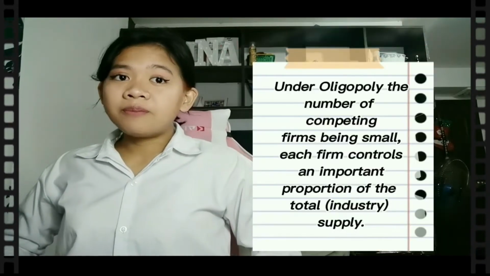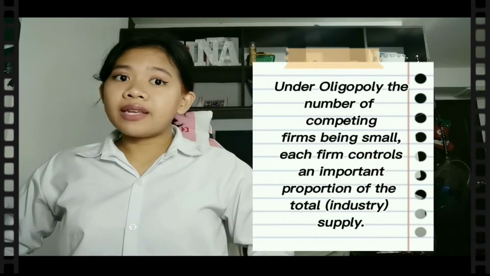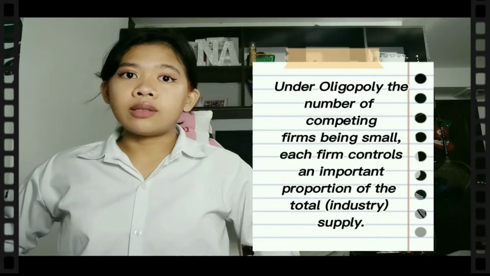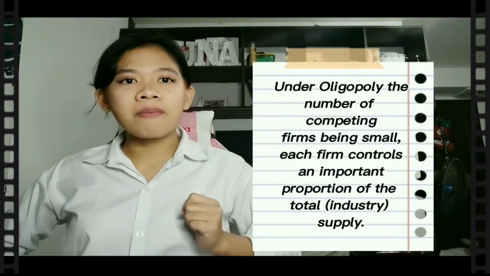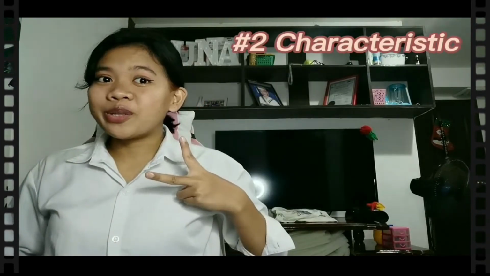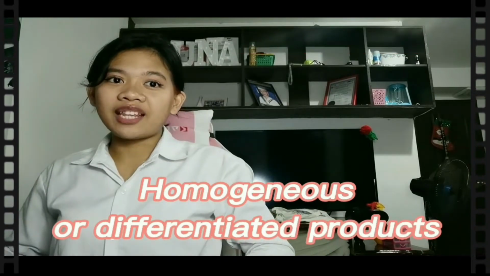Number 1 characteristic under oligopoly, the number of competing firms being small. Each firm controls an important proportion of the total supply. Meaning, malaki ang impact nung kinokontrol nitong market share. Ganun lang kasimple. Number 2, homogeneous or differentiated product.